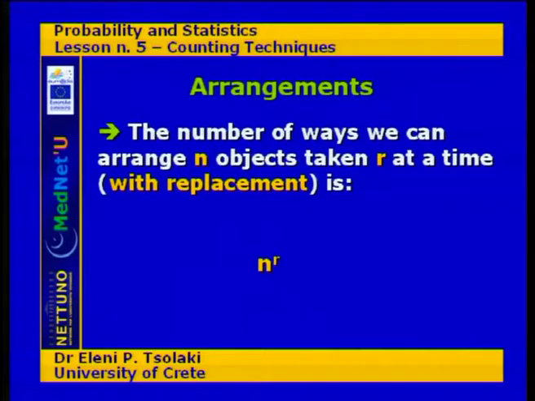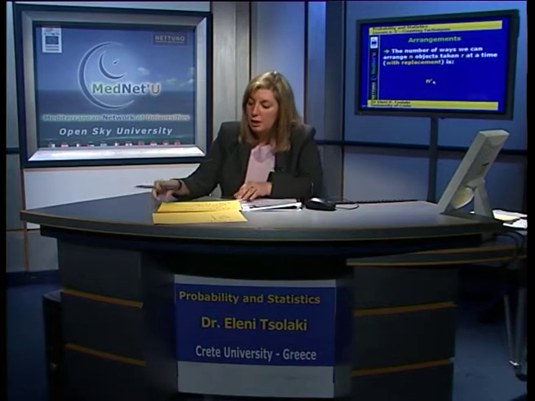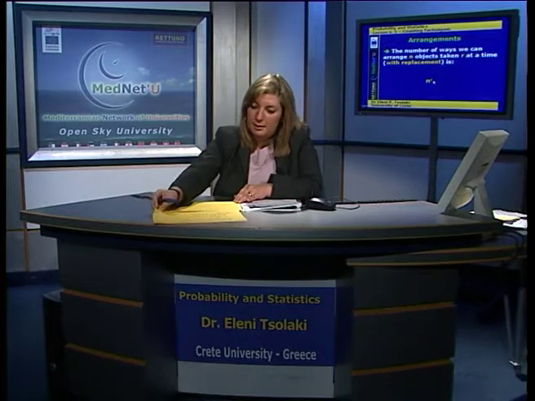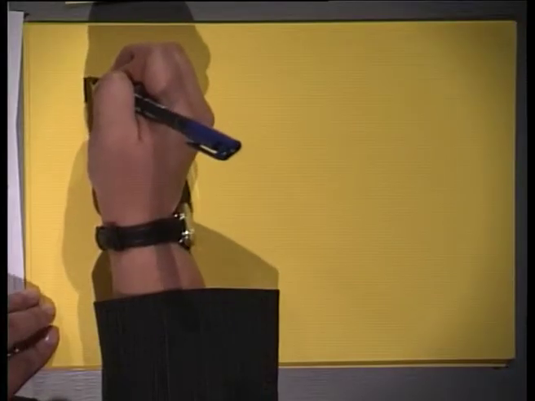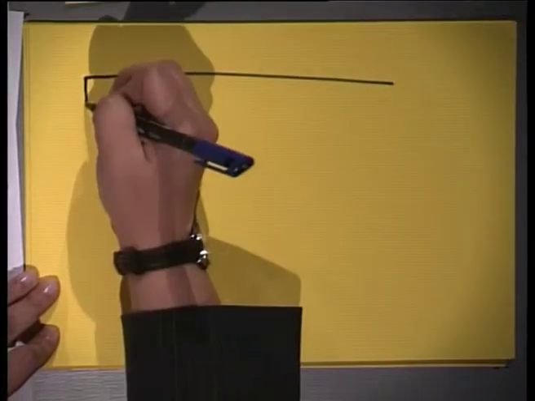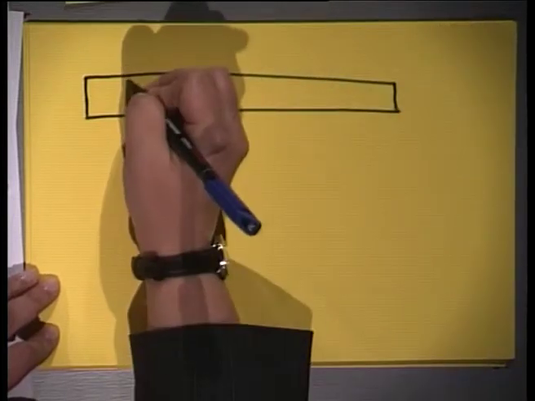Arrangements. The number of ways we can arrange n objects taken r at a time with replacement this time is n to the power of r. Let's use our boxes again. In this case, as before, we have our boxes.